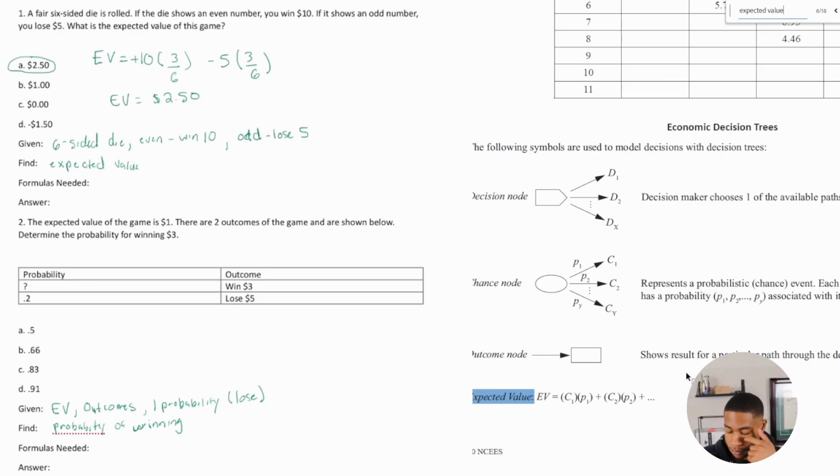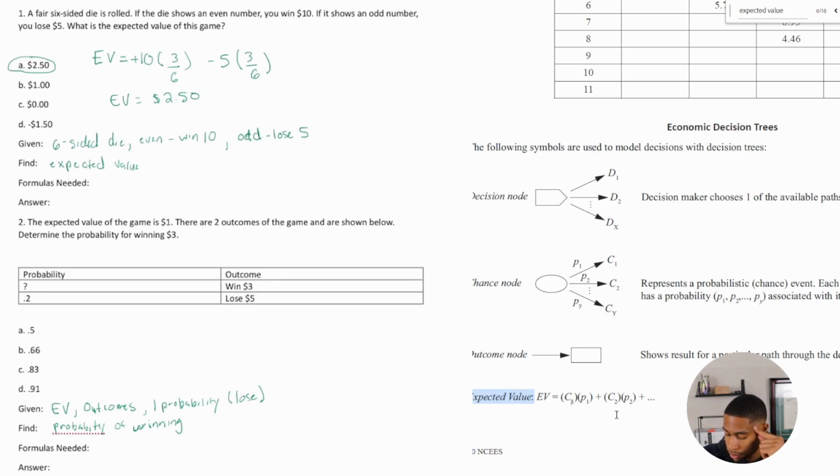Okay, so which equation should we be using? The formulas that we need. We need the expected value again. We're given our outcomes, which are C1 or C2. In this particular case, we are also given one of the probabilities. So let's write it out and see if we can solve for what we're looking for.